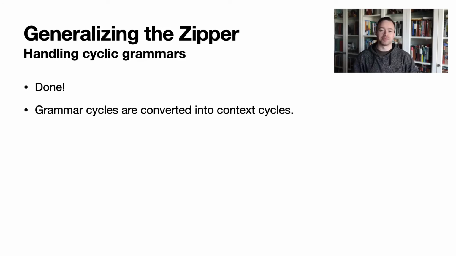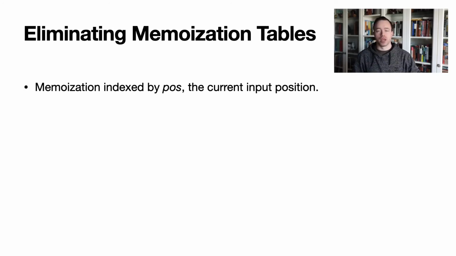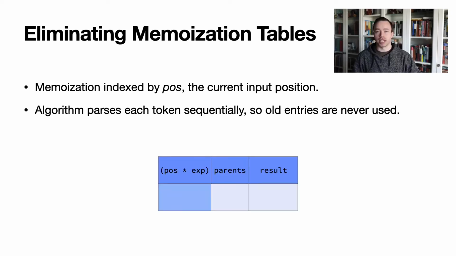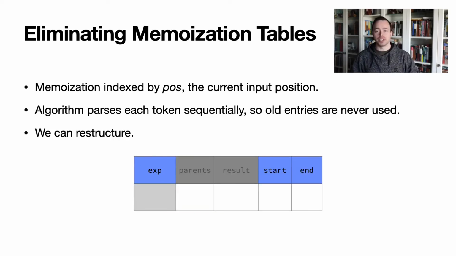And with that, the fundamental theory of our algorithm is laid out, but there remains one more advancement to discuss prior to looking at the evaluation. We can actually completely eliminate the memoization tables, and I'll show why. All our memoizations are indexed by the current input position, but we parse the input tokens sequentially, so there is never a need to maintain old entries. We eliminate the position as an index, and instead make two fields in the table entry to denote the start and end positions corresponding to the successful parse.